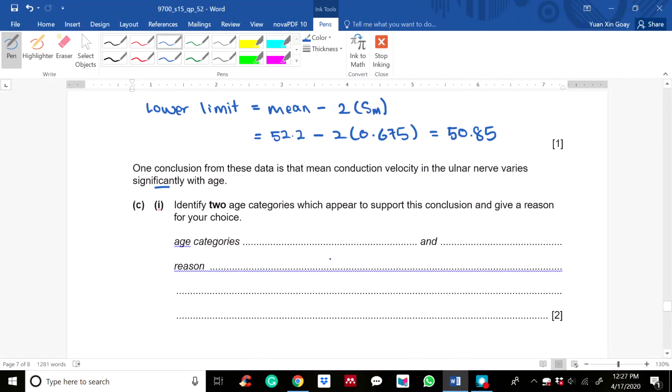So you can write the age categories 30 to 39 and 70 to 79. The reason is because there is no overlapping of confidence limit, or no overlapping of the standard error. If there is no overlapping, it means it is significantly different. But anyhow, these confidence limits or standard errors can only give you a clue about statistical significance. You must actually perform a statistical test to draw a valid conclusion.